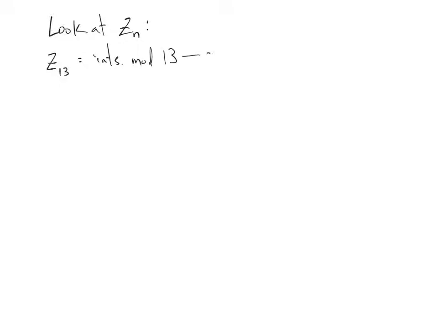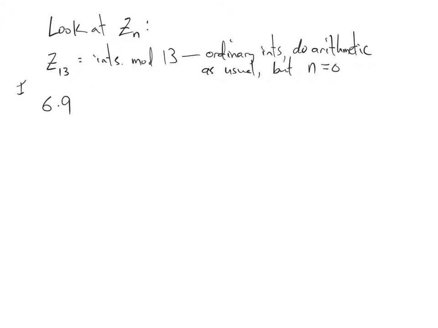This just means ordinary integers, and you do arithmetic. We've done this before when we were doing the FFT stuff. Do arithmetic as usual, but then we bring in 13 equals 0. So 13 equals 0 makes everything different. For example, 6 times 9 in Z sub 13. We'll always say "in Z sub 13" if that's what we mean. So 6 times 9, you just do the arithmetic normally, and you get 54. But 54 is in fact equal to 2.